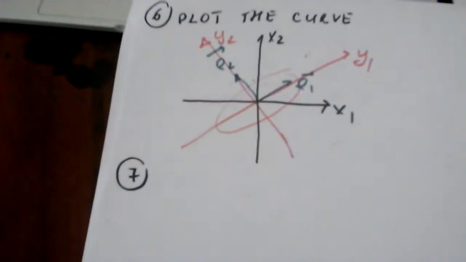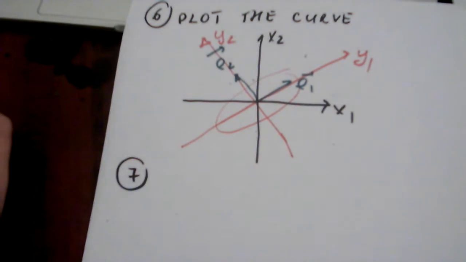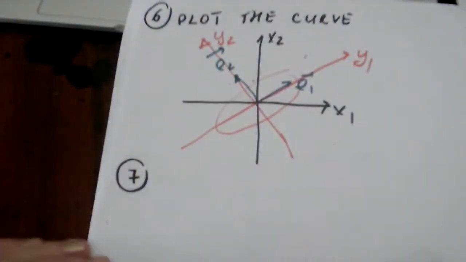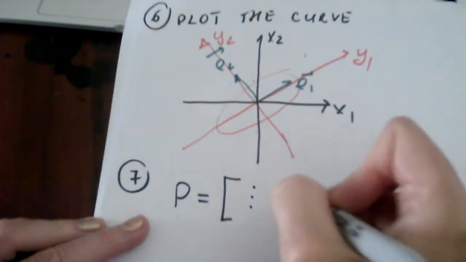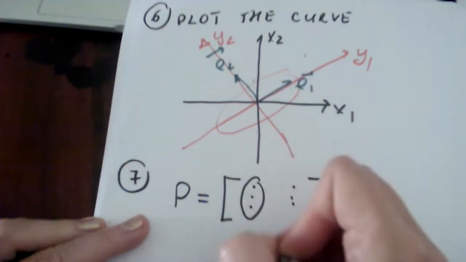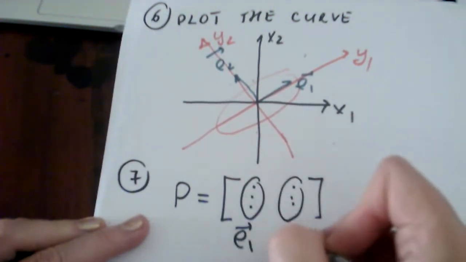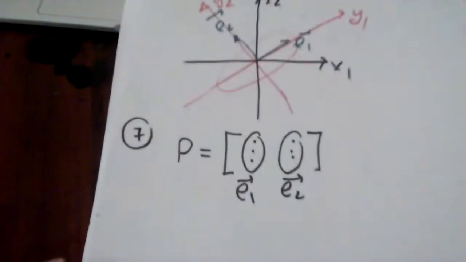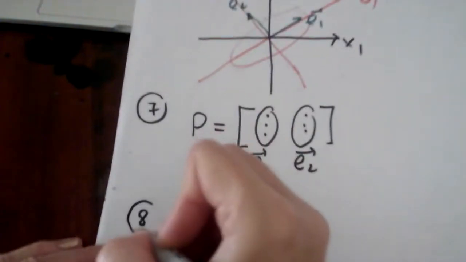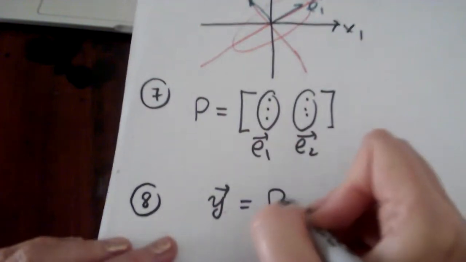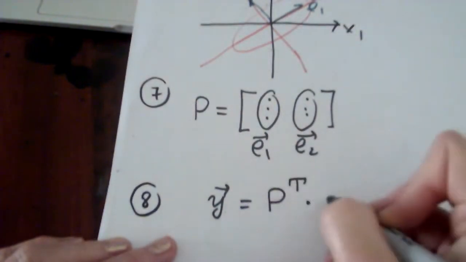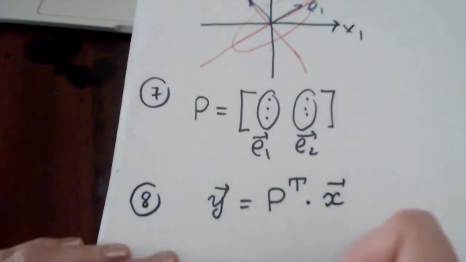Okay, and then the seventh step, but it's not the end of the task. As I said before, we always need to write the expression of new coordinates in terms of old coordinates. And to this end, we need to write down this matrix P. It is nothing easier than this. Matrix P consists of two columns. The first column is the coordinates of vector e1, and the second column is vector e2. So this is our transition matrix. And the last step, finally, you can write this expression: the new coordinates are equal to P transposed times the old coordinates.